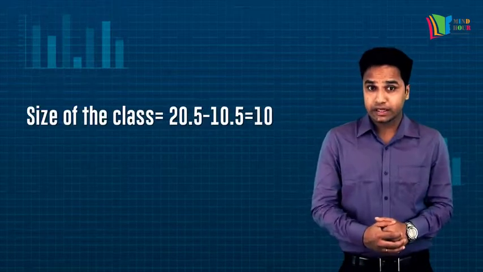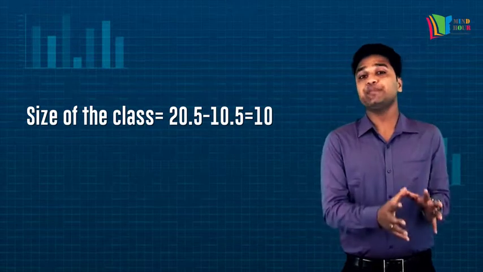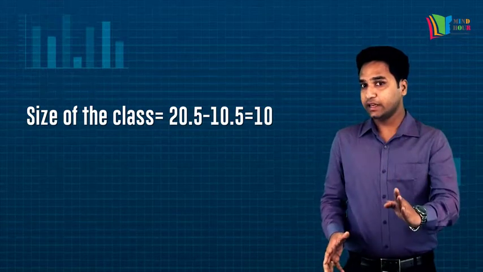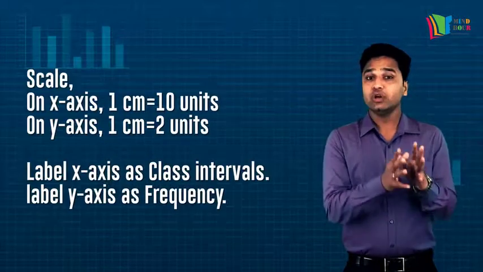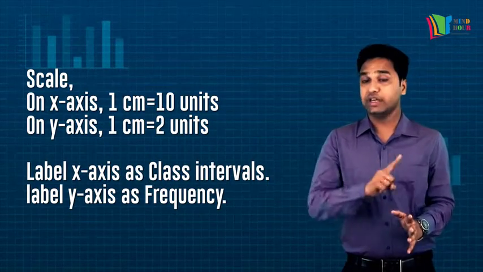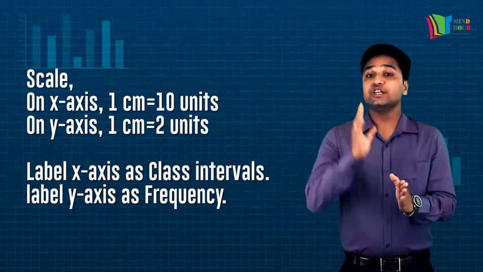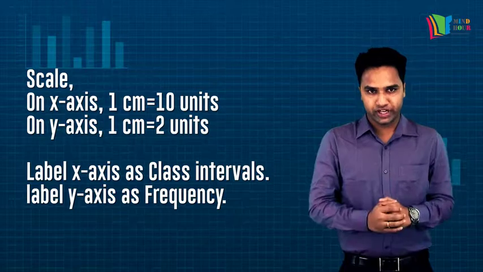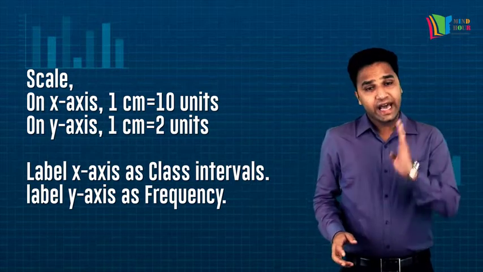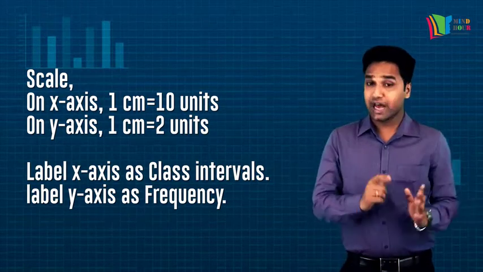Once the intervals become continuous, we proceed to draw the histogram as in our earlier question. We choose suitable scales. Since the size of the class is 20.5 minus 10.5, that is 10, we choose the scale on the x-axis as 1 centimeter equal to 10 units. On the y-axis, we choose the scale as 1 centimeter equal to 2 units. Label the x-axis as class intervals and the y-axis as frequency.